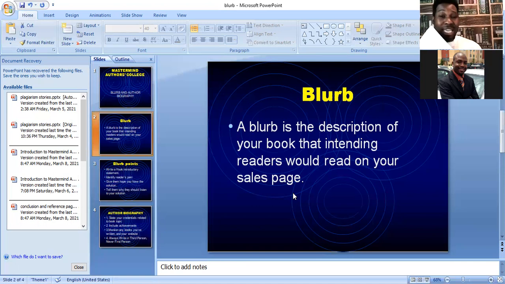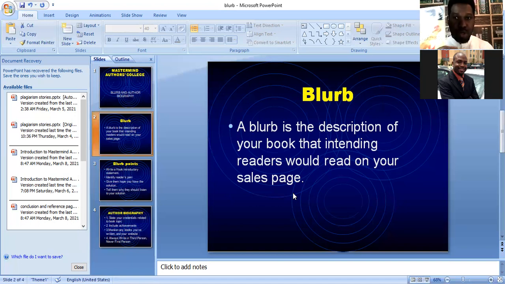Now, what does that mean? It means that your blurb could either make your intending readers buy the book or discard it, or just move to the next book. Fine, they were attracted by the cover, yes, and by the book title. But when they read the blurb and they are not attracted by it, they might not read the book. They might just drop it. So your blurb is as important as your book cover or as your book title.